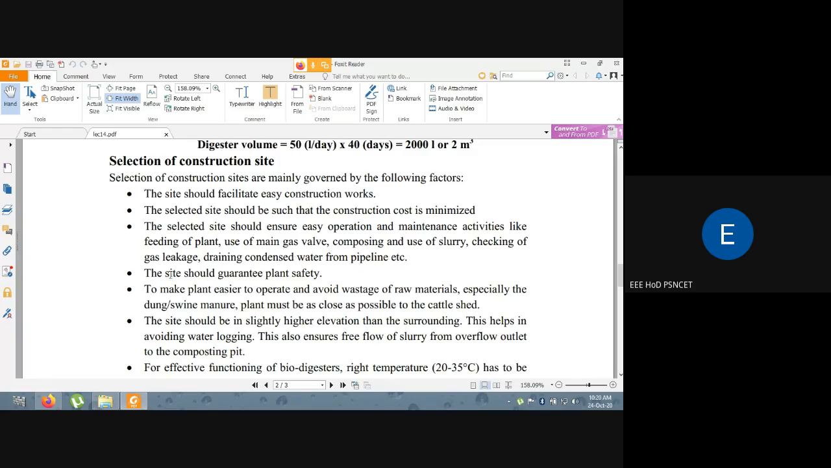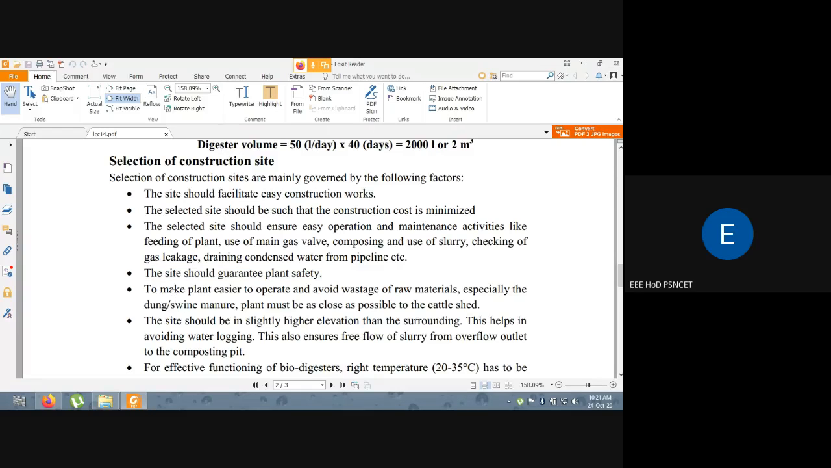Okay. Then the site should guarantee plant safety. So there should not be any event of natural disasters such as earthquake and all. So the site selection is done where the site has no previous history of earthquake and all. Okay, it should be free from these natural disasters.